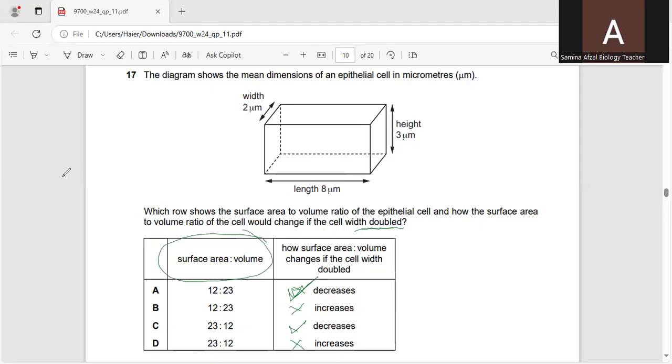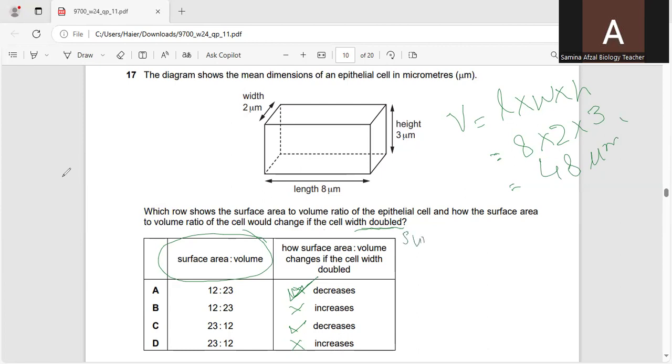First of all, we have to see the formula for volume. Volume is length into width into height. It is 8 into 2 into 3. It is 48 micrometer cubed. This is the volume. Now the surface area.